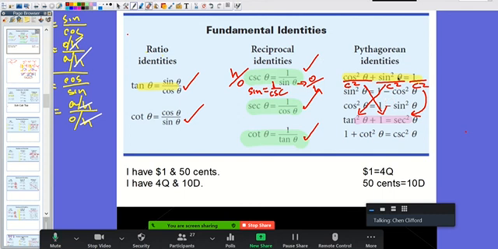Now they got the last pink highlight by dividing everything on the yellow by, you guessed it, sine squared.